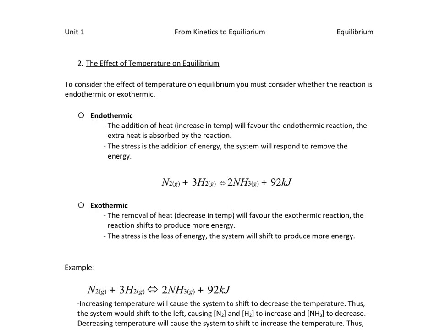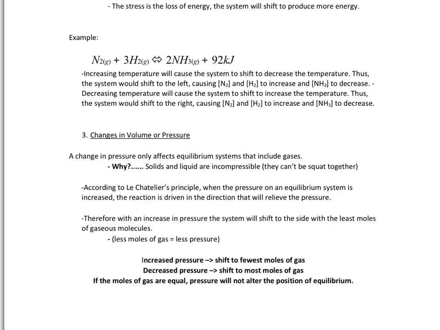To consider the effect of temperature on equilibrium, we have to consider whether the reaction is endothermic or exothermic. Recall from the kinetics chapter that an endothermic reaction is the addition of heat, and an exothermic reaction involves the removal of heat. Let's look at the equilibrium that's established when nitrogen and hydrogen react to cause ammonia. Notice that in this reaction, heat is released, 92 kilojoules of energy is released, and this is considered an exothermic reaction.